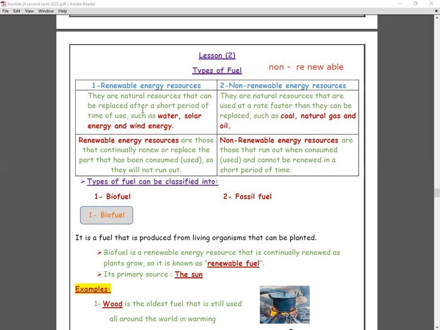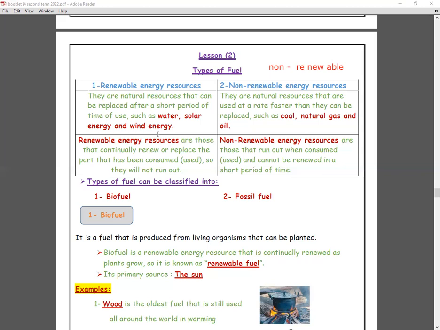What's meant by renewable? They are natural resources that can be replaced after a short period of time, such as water, solar energy, and wind energy. Water, solar energy, and wind energy, all of them, as sources of energy, we can replace for the next time or the next day by using new sources of energy. For example, if we have a solar car, we will take the solar energy from the sun for today. If we finish this solar energy, we can refill the solar panels with new solar energy for the next day. So this means that it will be renewable.